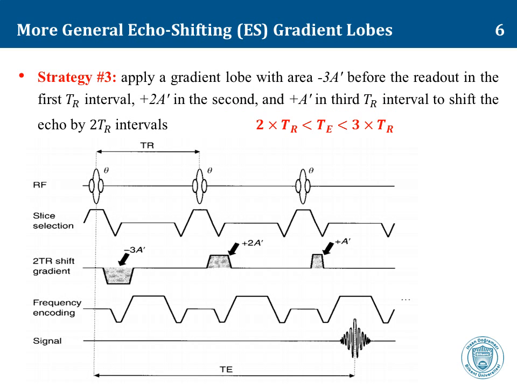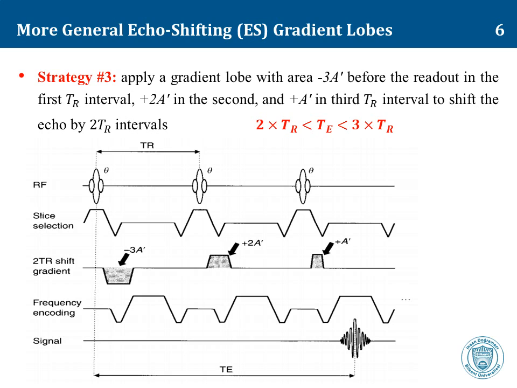Usually the echo is shifted by just one TR interval so that TE is greater than TR and is lower than 2 times of TR. Value of TE greater than 2 TR further increase T2* weighting. These longer shifts are implemented with gradient lobes that vary periodically over a few TR cycles.